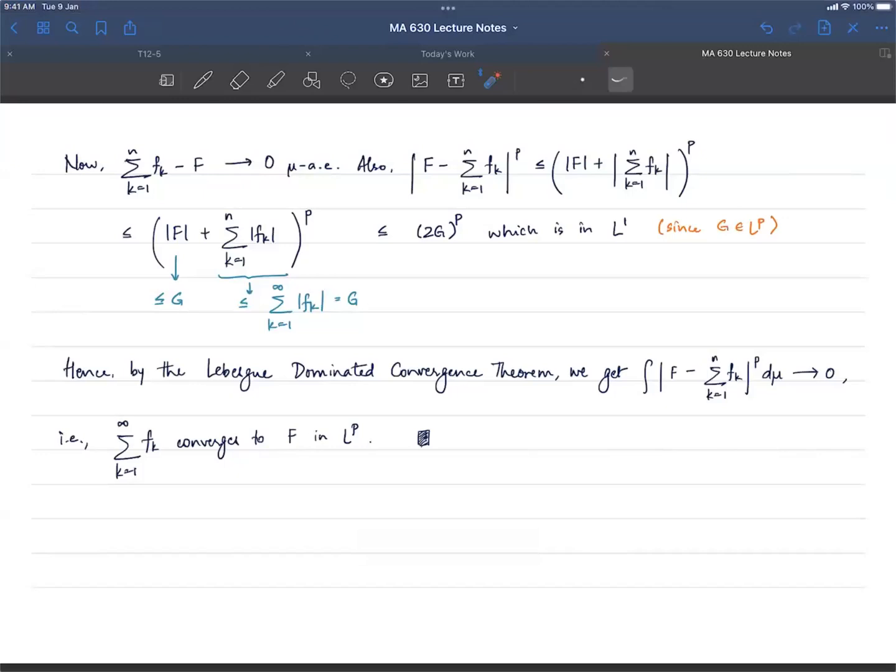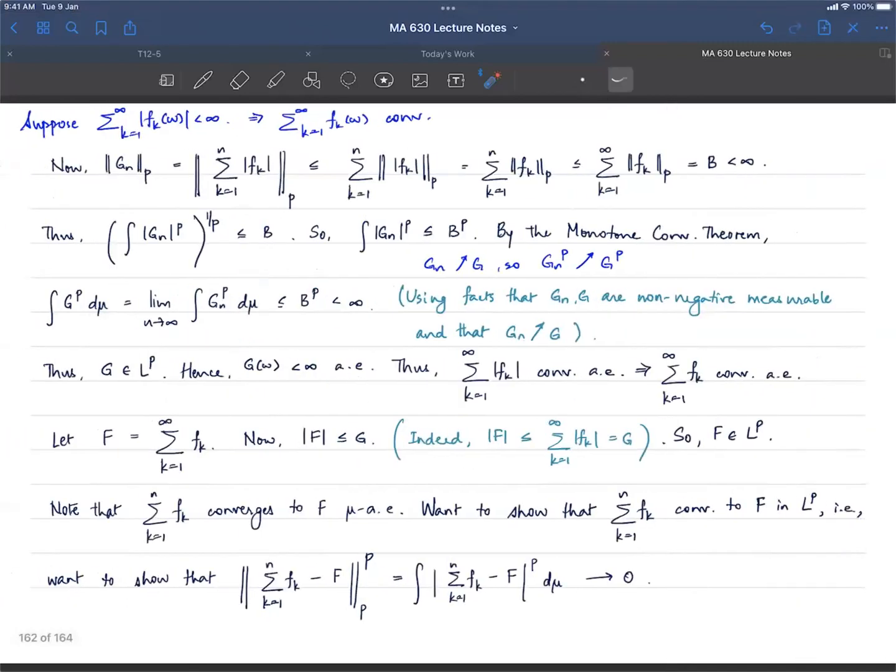Questions? Yes. Can you go to the previous slide? Okay. So here we have shown in the second last line, and above that, that F belongs to LP, and also we are showing that the sum over K equals 1 to n of Fk converges to F mu almost everywhere. Correct. And also we have shown that F belongs to LP. Then why again do we have to show that this series converges in LP?